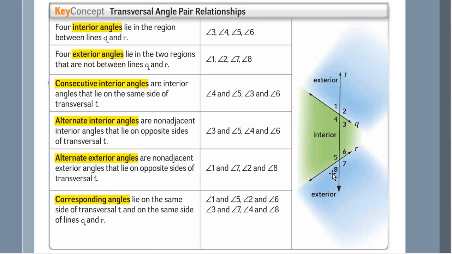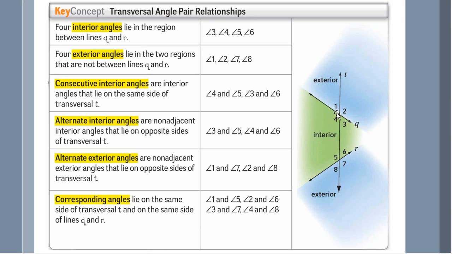All right? And then the last one is corresponding angles, right? And they lie on the same side of the transversal, so on the same side of T, right? And they're on the same side of lines Q and R. So they're on the same side of T, our transversal, but then they're also on the same side of the lines that are cut by the transversal.